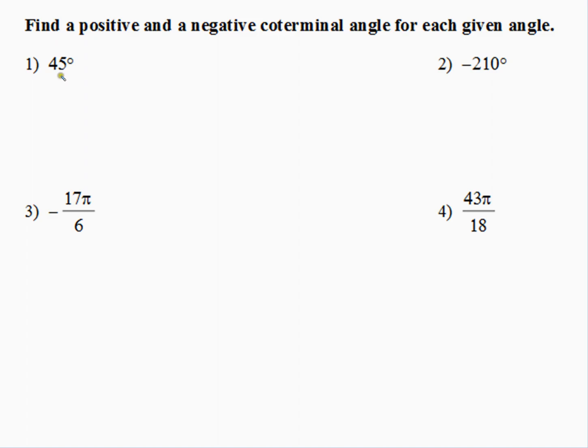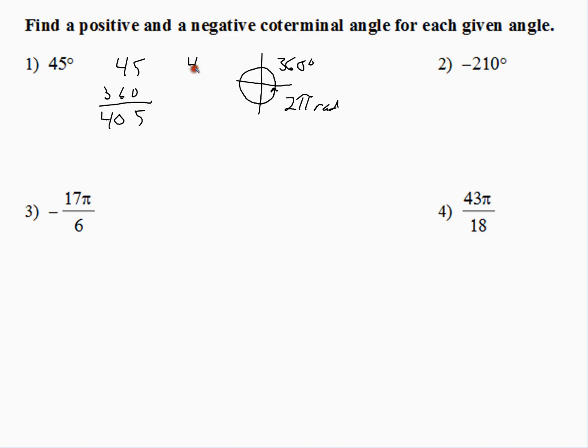So we know that one full rotation is 360 degrees or 2 pi radians. And so all you need to do here is either add or subtract 360 one time or several times, or add or subtract 2 pi one time or several times. For this first one, the directions want a positive and negative coterminal angle. To get a positive one, all we have to do is take 45 and add 360 to it. You add that together and you get 405, and so 405 is a positive coterminal angle.